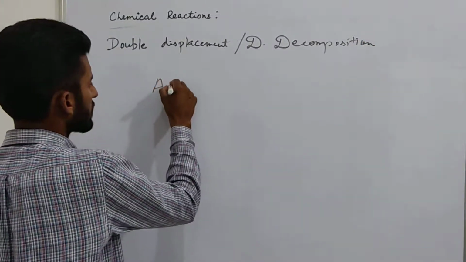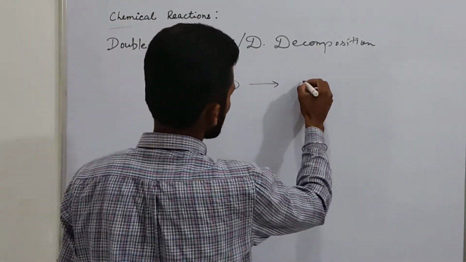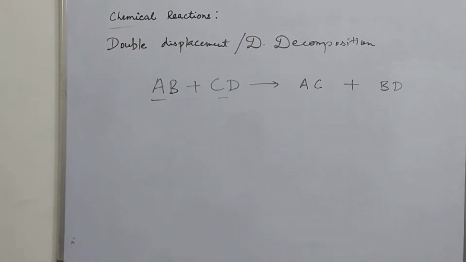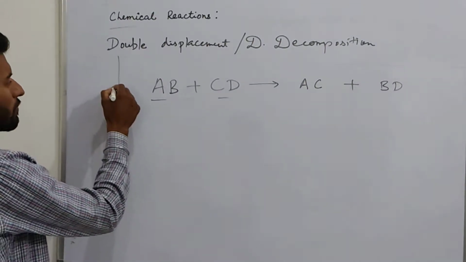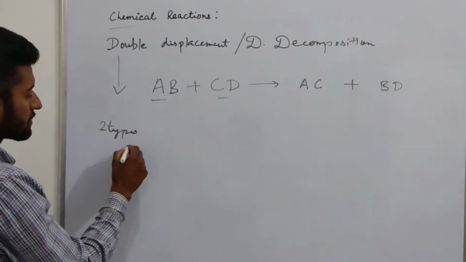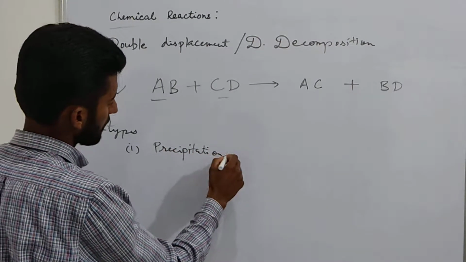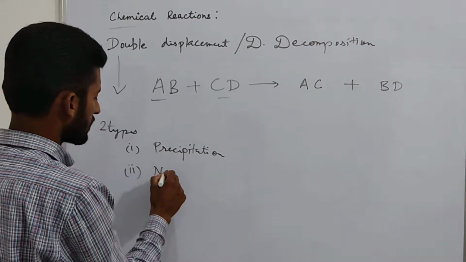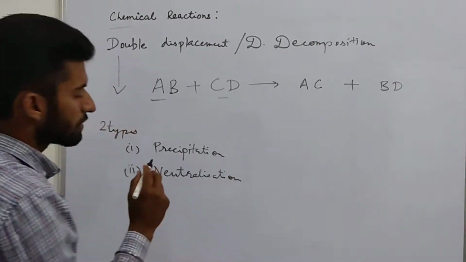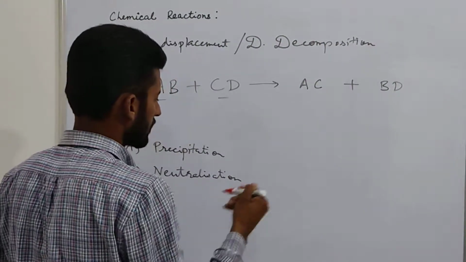In this particular type of reaction, suppose this is a general reaction: AB plus CD gives AC plus BD. Clear? These types of reactions are generally of two types. The first type is known as precipitation reaction, and the second type is known as neutralization reaction. Precipitation and neutralization reaction.